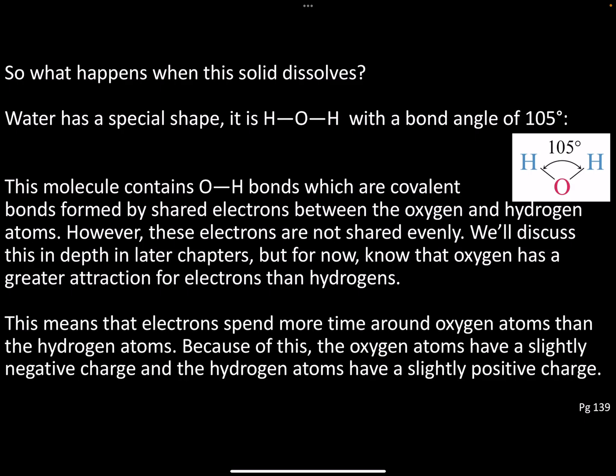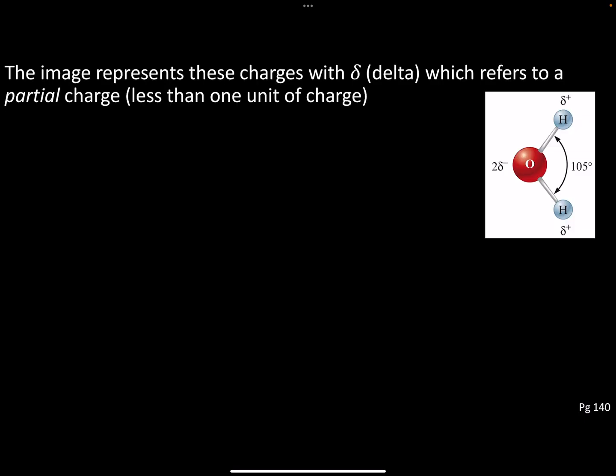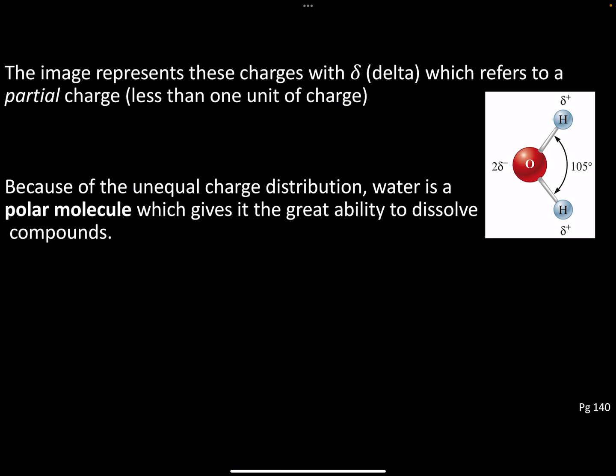Because of this, oxygen has a slightly negative charge, and the hydrogen atoms have a slightly positive charge. We denote that with a little delta, so we would have a little delta positive and delta negative to represent those differing charges. You can see it right there in the image as well. The image represents the charges with delta, which is a partial charge.